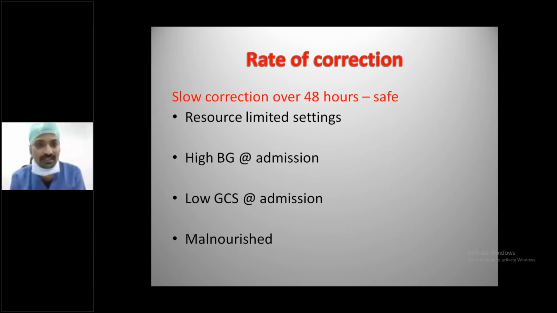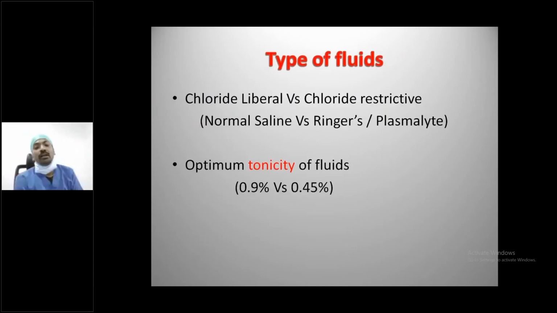What are the types of fluids that are recommended in DKA? Chloride liberal fluids and chloride restrictive fluids have been used in the management of DKA, chloride liberal being normal saline and chloride restrictive being Ringer lactate or Plasma-Lyte. And the optimal tonicity of the fluid which is recommended, that is normal saline or half normal saline.